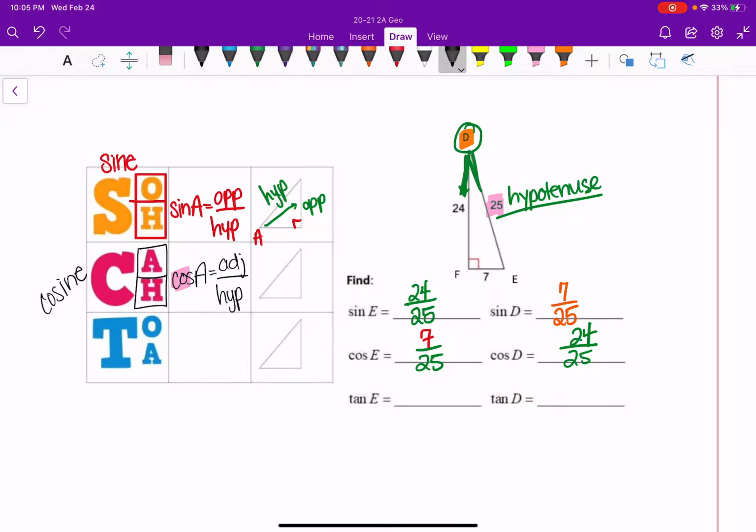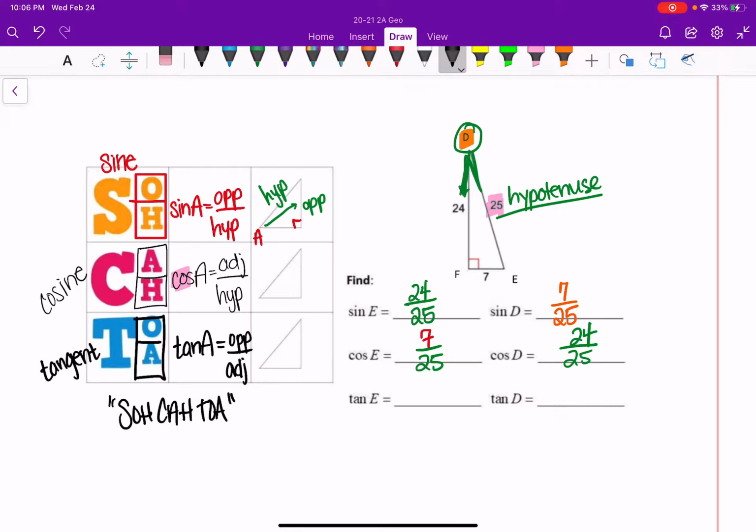Last of our trig functions is called the tangent. We remember that by TOA again. So I'm saying SOHCAHTOA. All right, so just a silly way to remember this. And tangent is those last two sides of a triangle, opposite over adjacent. So we use the abbreviation tan, and that's the opposite side of our triangle over the adjacent side.